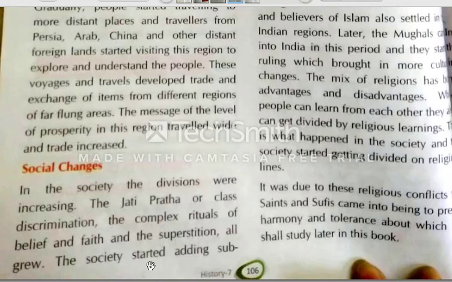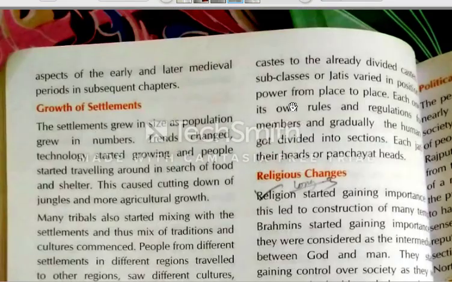The society started adding subcastes to the already divided caste. First they divided the people according to their work, then they called them their caste, and after some time they divided them into subcastes. The subcaste or jati varied in position and power from place to place, and according to their position in the caste in their society, they divided them.